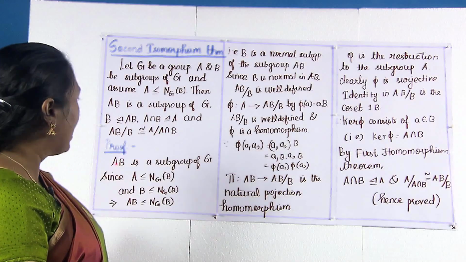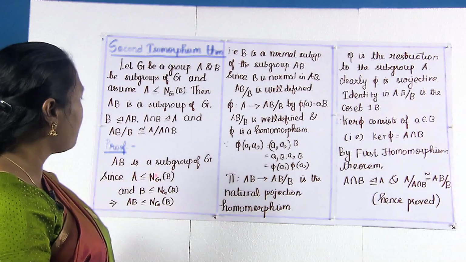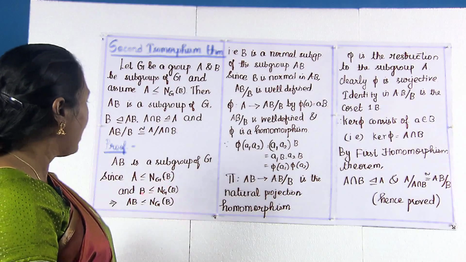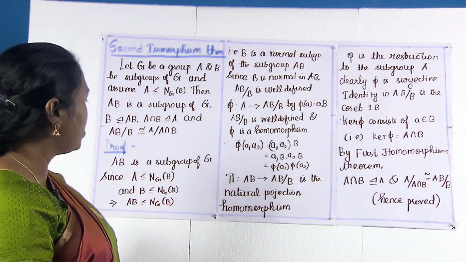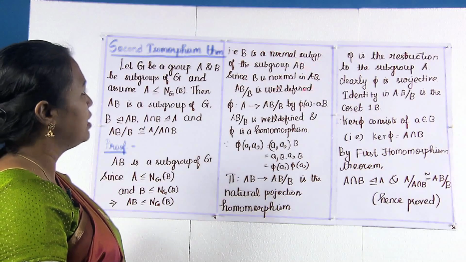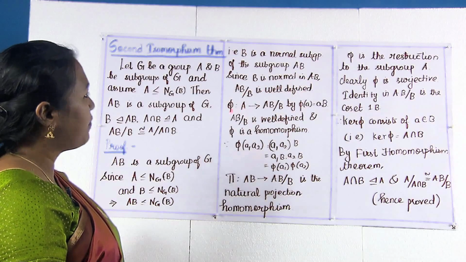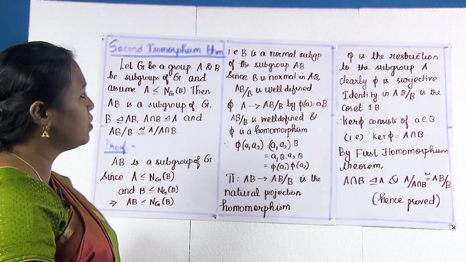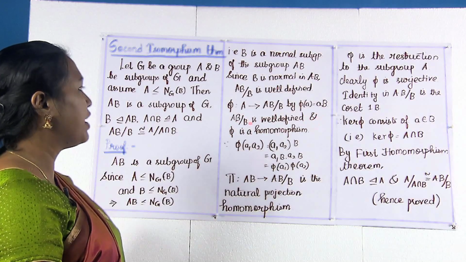The proof: AB is a subgroup of G. Now, since A is a subset of Ng of B, where Ng of B represents the normalizer of B, and B is a subset of Ng of B, clearly AB is also a subset of Ng of B. That is, B is a normal subgroup of the subgroup AB. Since B is normal in AB, AB by B is well defined. Now, let us define the function phi from A to AB by B by phi of A equal to the element A times the set B. Therefore, AB by B is well defined and phi is a homomorphism.